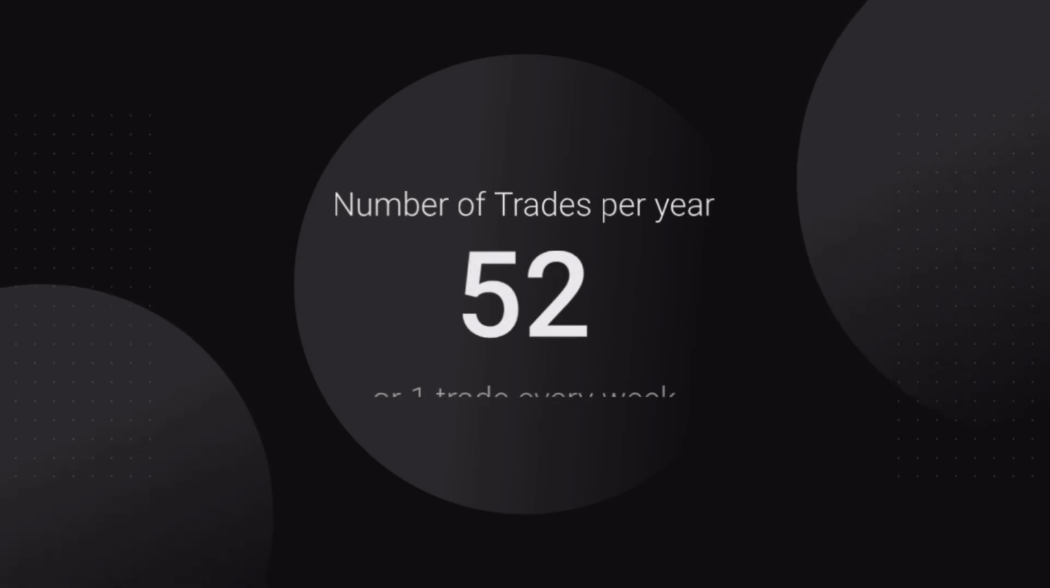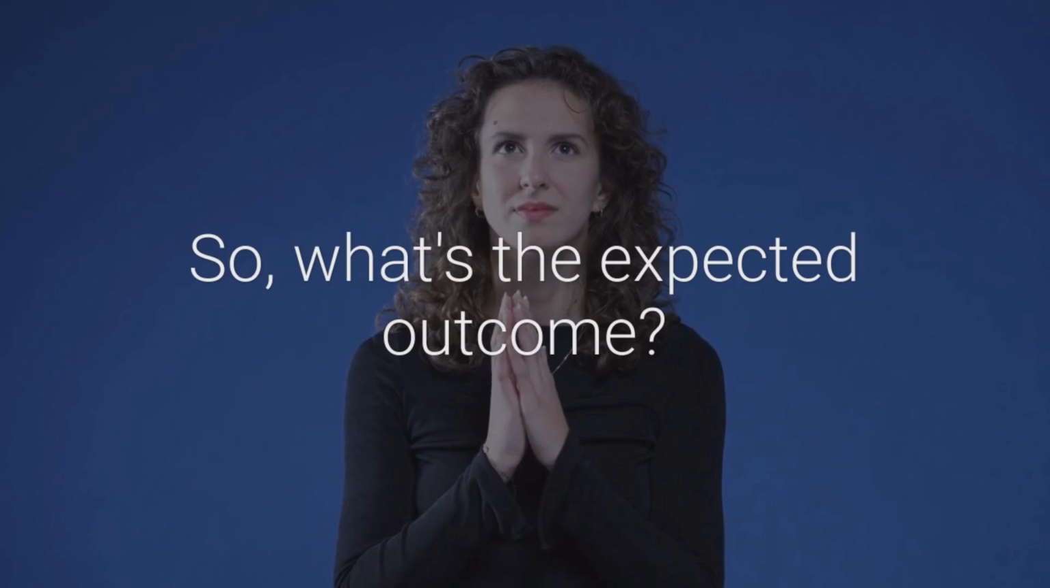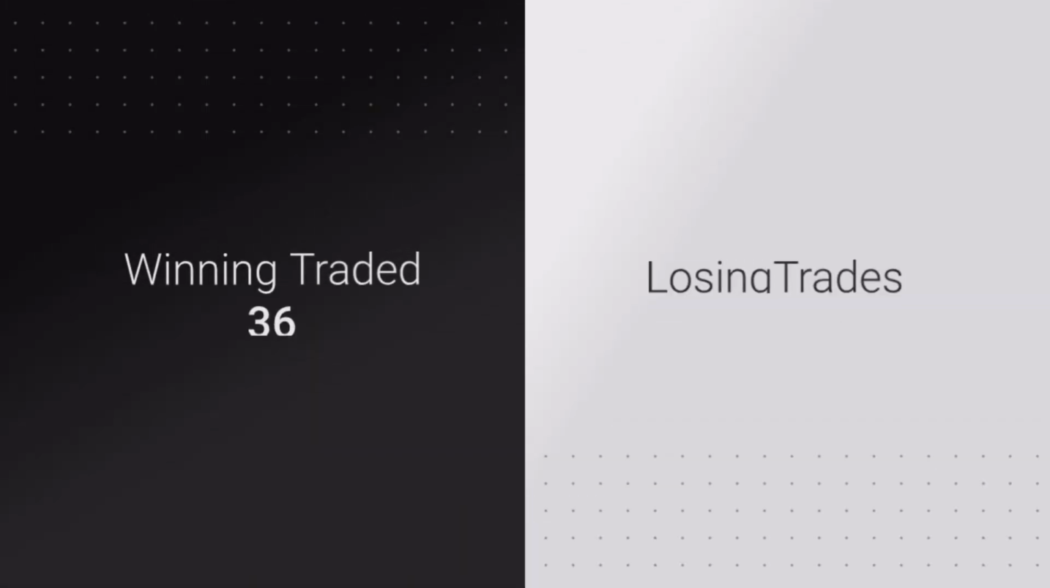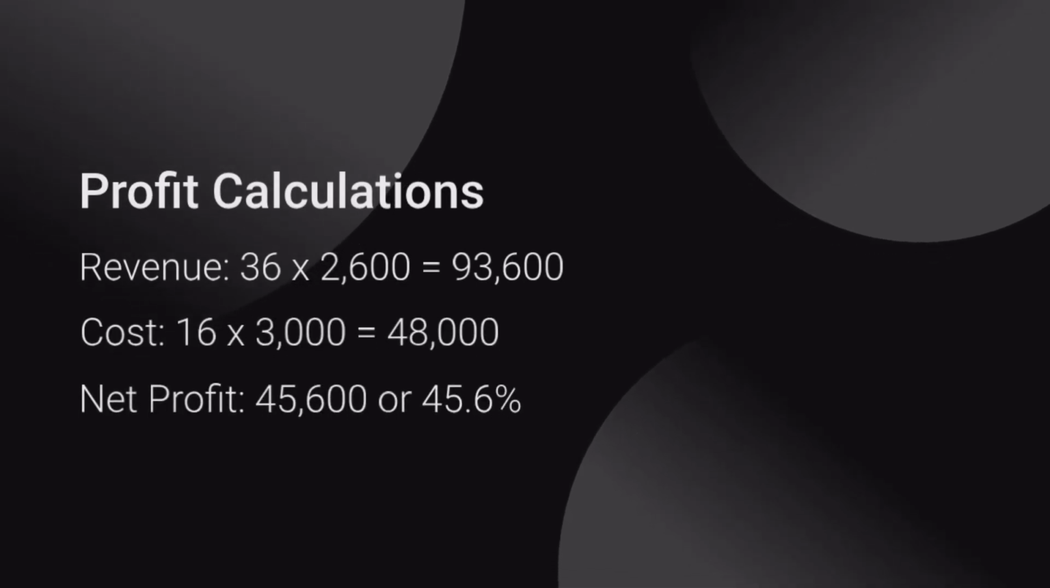Over a year, you plan to make 52 trades or 1 trade every week. So, what's the expected outcome? With a 70% success rate, you expect about 36 winning trades. That leaves you with about 16 losing trades. Accordingly, the profit is calculated as follows.